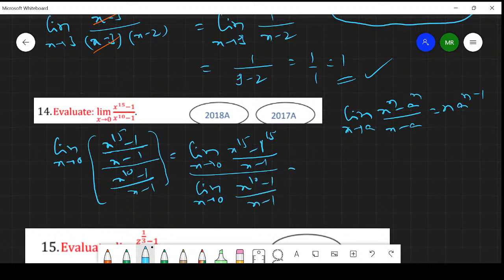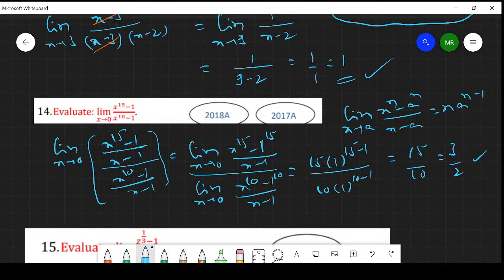Apply the limit in numerator. Same thing, in place of a we have 1, and n is equal to 15. 15 into 1 power 15 minus 1 by, here this is 1 power 10. Compare with the formula, this is also 1 power 10. Now 10 into 1 power 10 minus 1. This will be 15 by 10. So 3 by 2. Answer will be 3 by 2.